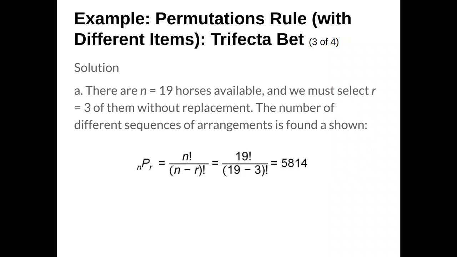And look at that, 5,814. Now, this formula is 19 factorial over (19 minus 3) factorial. If you want to do this by hand, you can, but I'm never going to force you to do it by hand. We have a calculator for a reason. We live in the 21st century, although it may feel like we don't right now because we're all trapped at home, but we're going to use that to help us.